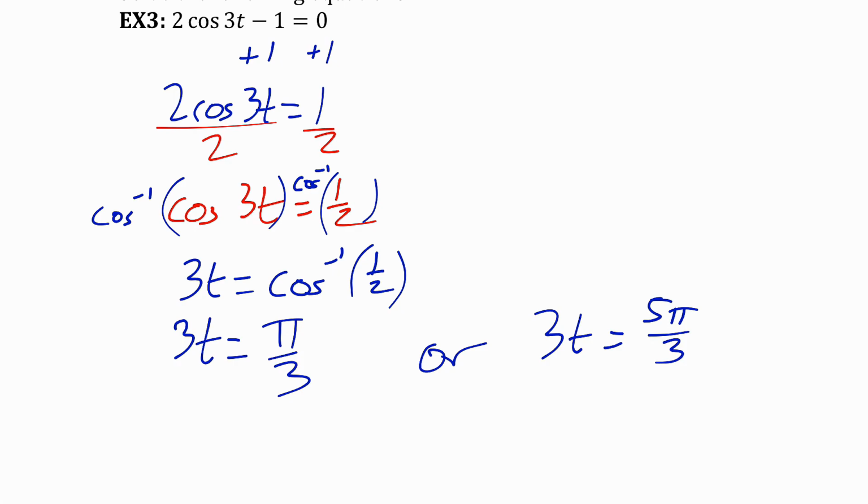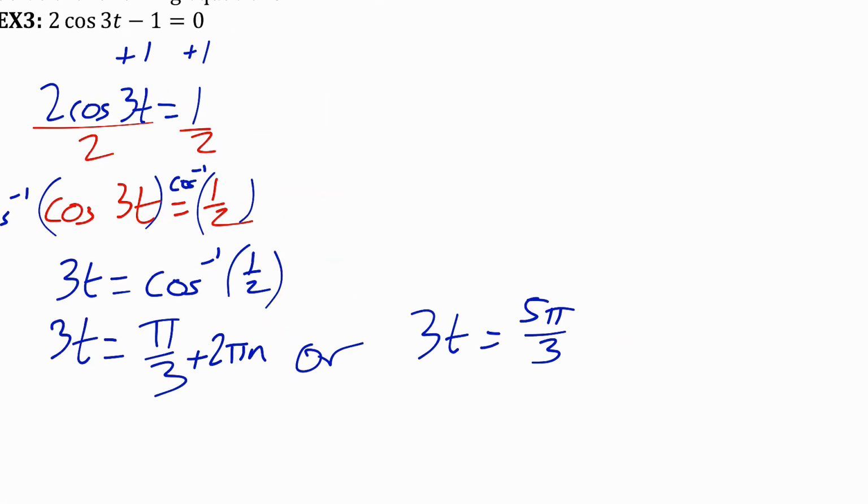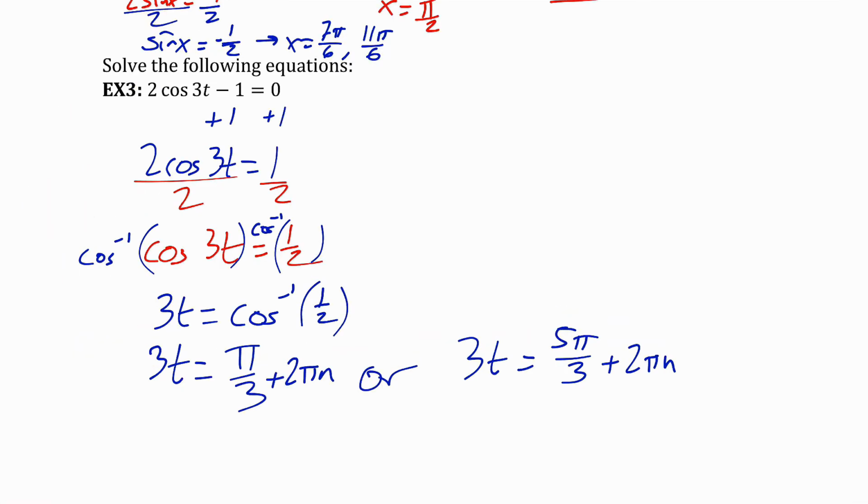Now to solve for this, we also do need to talk about those coterminal angles. So it could be pi over 3 plus 2 pi n. And then on the other one, it'd be 5 pi over 3 plus 2 pi n as well. So those pi over 3 and 5 pi over 3 and any of the coterminal angles. Now the tricky thing here is we don't have t all by itself. So we got to divide both sides by 3. And on this one, we end up with t equals pi over 3 divided by 3 is pi over 9 plus 2 pi n divided by 3 is 2 pi n over 3.